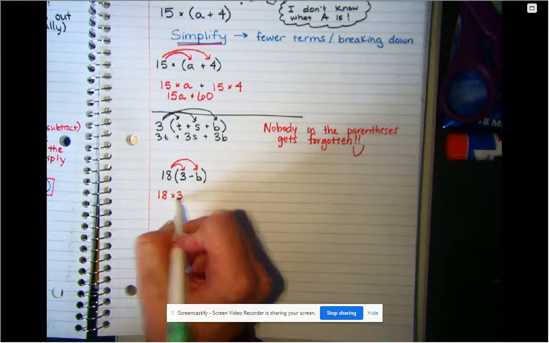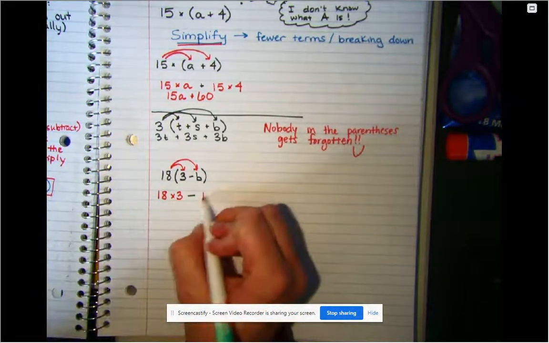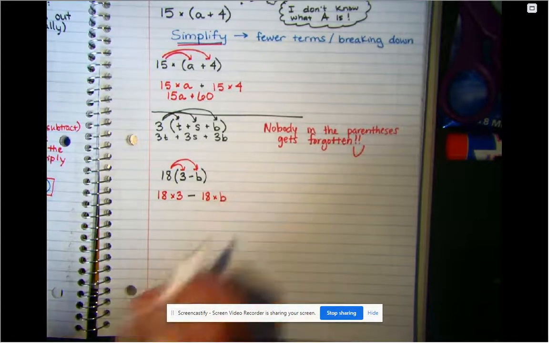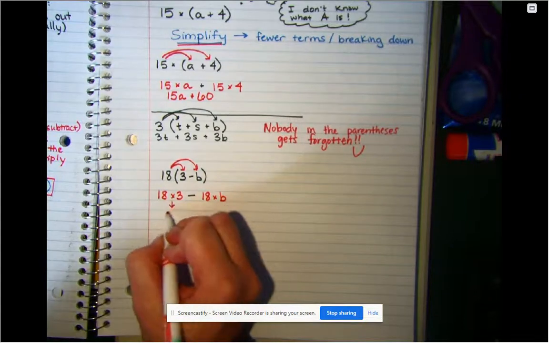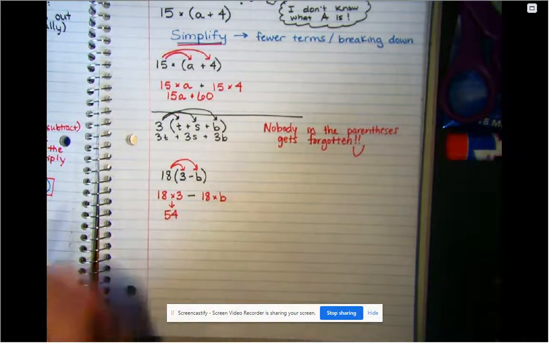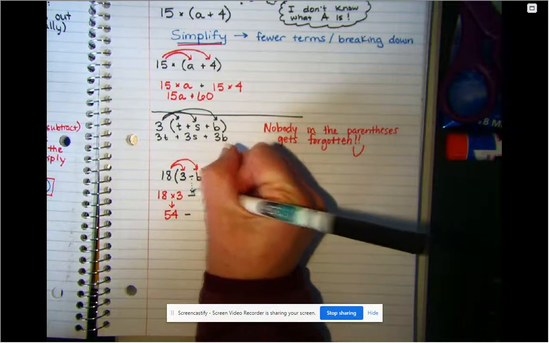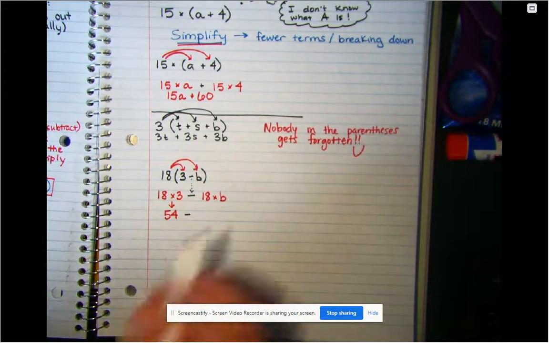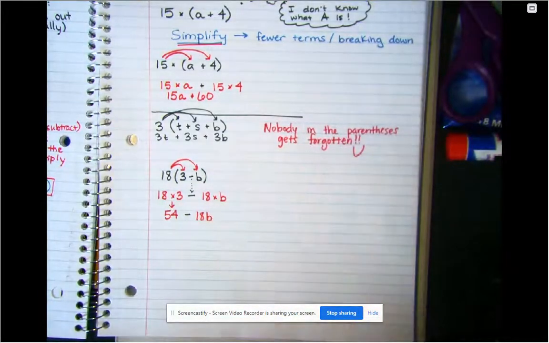So I have 18 times 3 minus 18 times B. 18 times 3 is 54. Minus, this is minus because it was minus up here. 18 times B we don't know, so all we can do is 18B. So I'm distributing gifts to everybody.